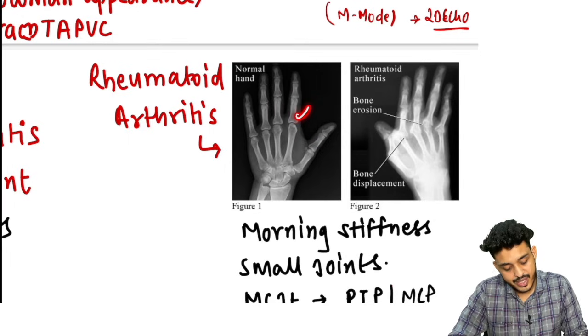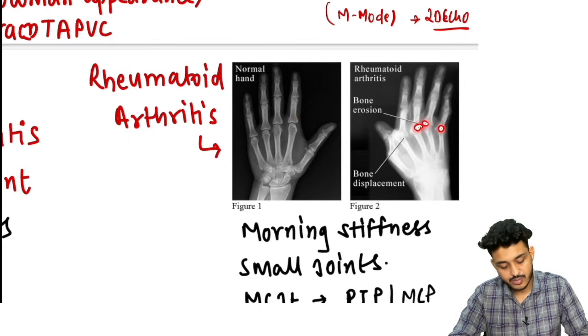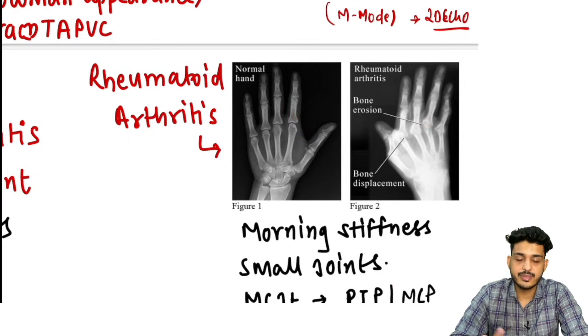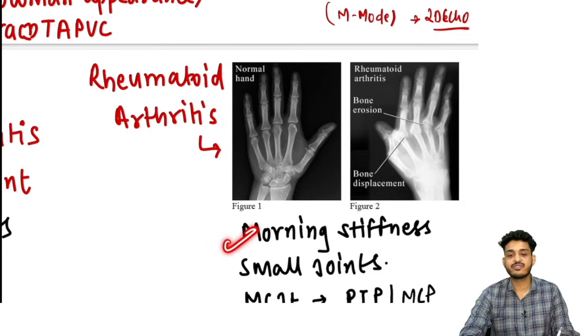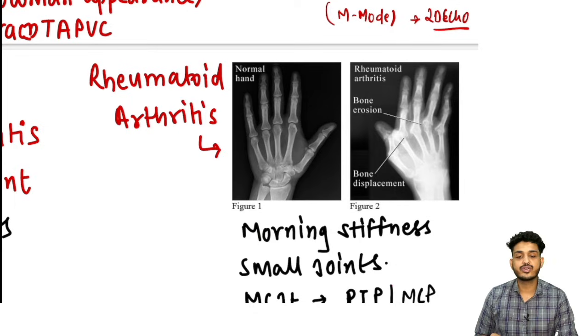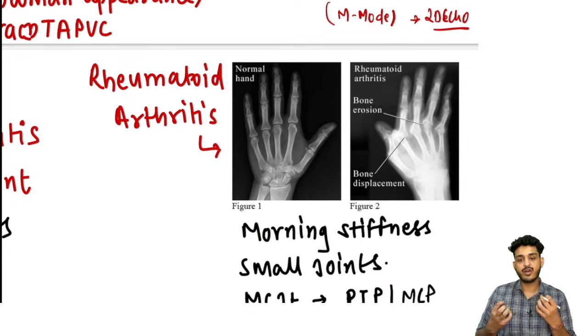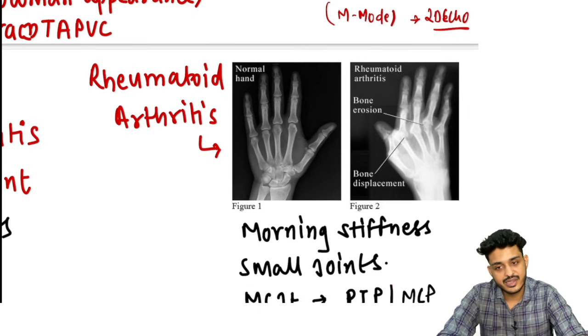This is your normal hand. Remember, here you will be having involvement of the joints, right? Bone erosion will be there, and these are small joints. They will have morning stiffness, and this morning stiffness improves as the day passes. With time, you will have relief in the symptoms, right?